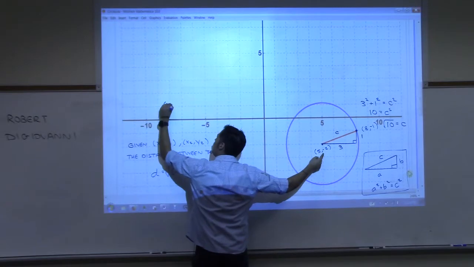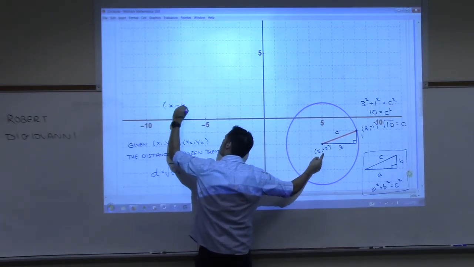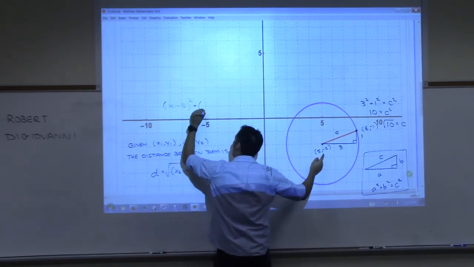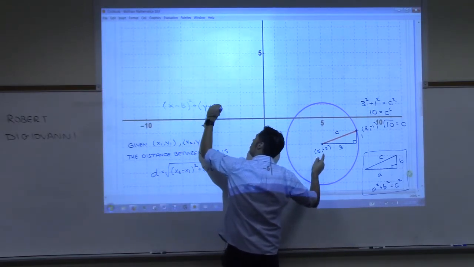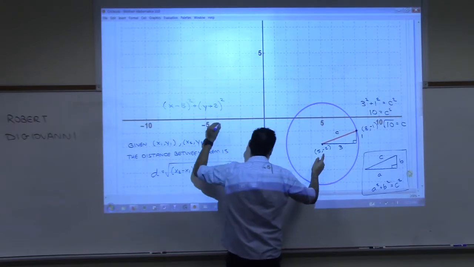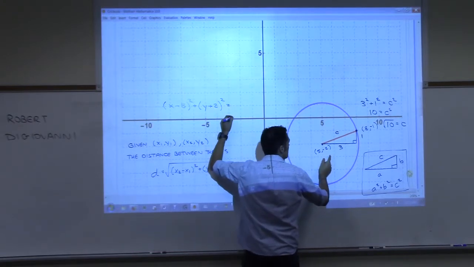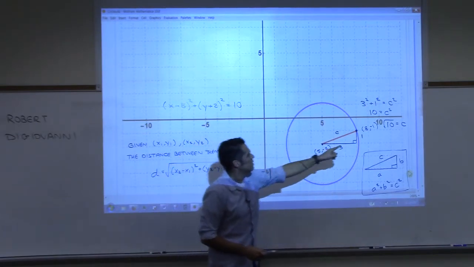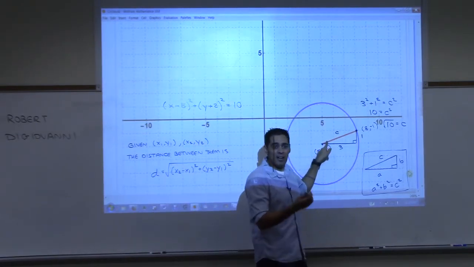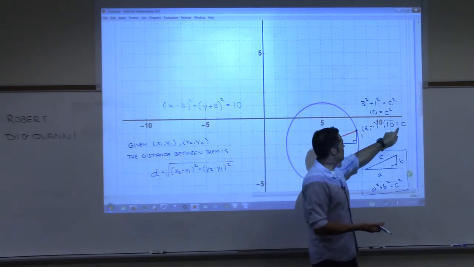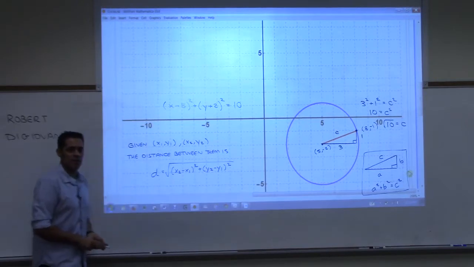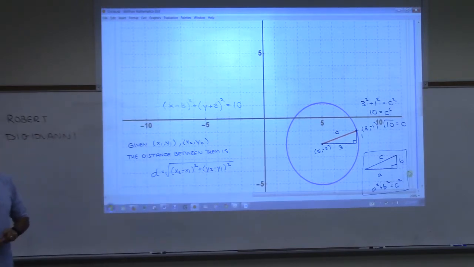So it'd be x minus 5, that quantity squared, plus the quantity y plus 2, that quantity squared, equals 10. Because the distance from here to here, C is actually our radius, isn't it? So if C is root 10, if we square a square root, the square root goes away and you just get 10. Are we good? Okay.